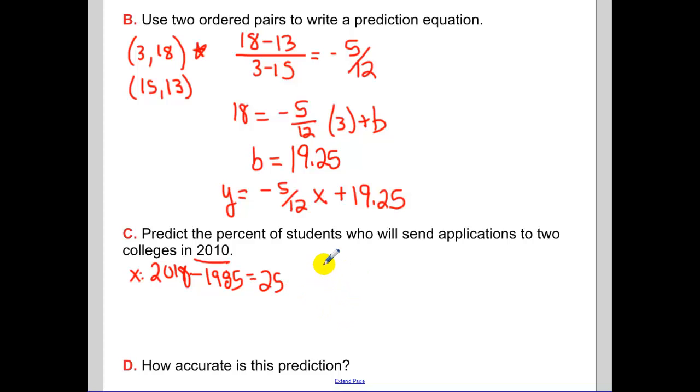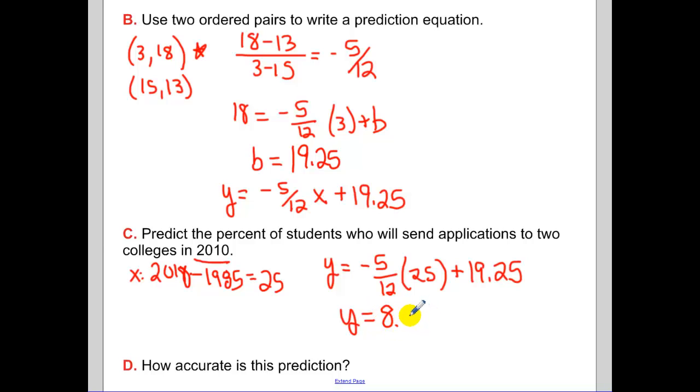Now it's just a matter of plugging in. So when you plug that in, you get 8.83 repeating. That means that the number of students who applied to 2 colleges is about 8.83, or approximately 9 students.